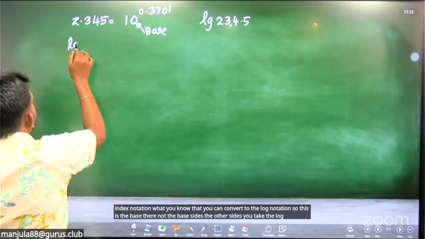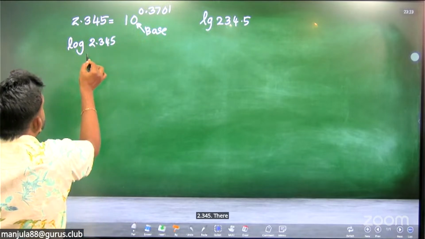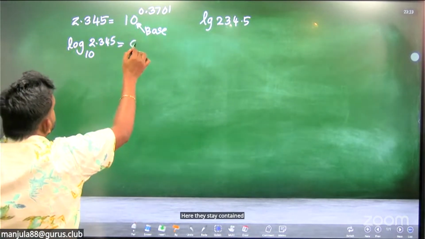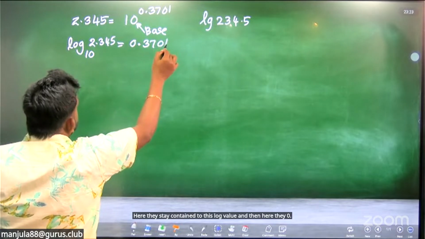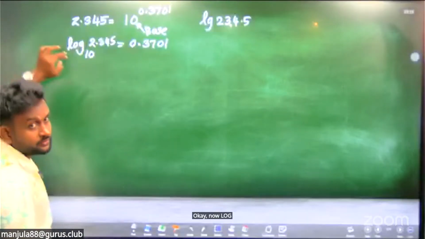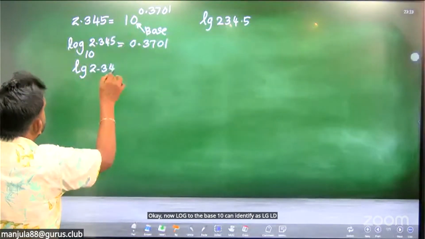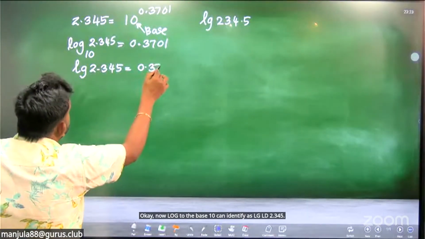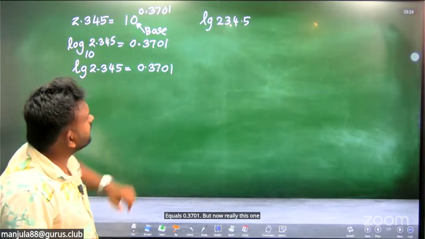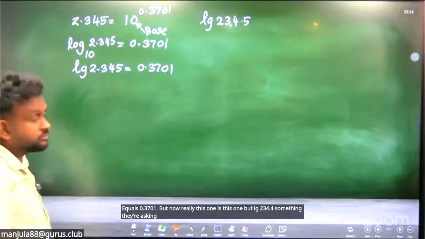So you take log of 2.345. There should be a base. You take that base as 10. Here the base taken is 10 to this log value, and here 0.3701 is there. Now log to the base 10 can be written as lg: lg 2.345 equals 0.3701. But they are asking for lg 234.5. So now we are in trouble.